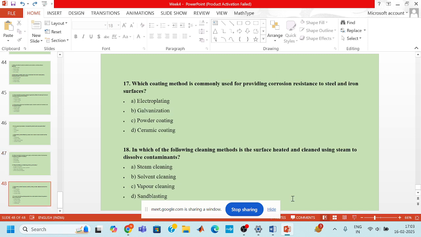So next question is, which coating method is commonly used for providing corrosion resistance to steel and iron surfaces? Options are electroplating, galvanization, powder coating, ceramic coating.